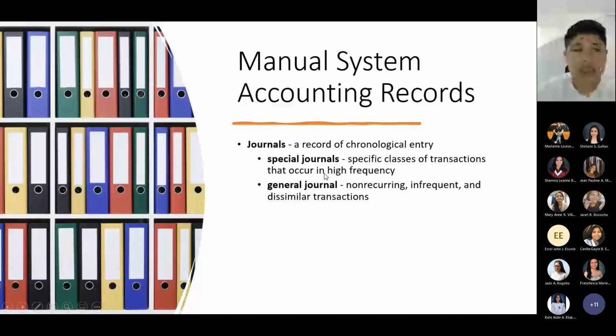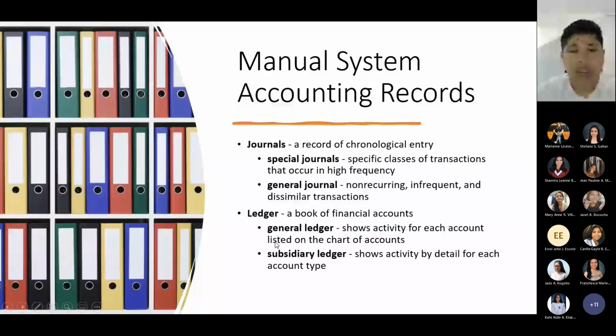Next natin are the ledgers. So, we have the general ledger and subsidiary ledger. Sa general, it shows the activity of each account. So, kunyari, ang account niya ay cash and cash equivalent. Cash and cash equivalent, ano yung na-debit doon, ano na-credit, debit, credit, debit, credit. General ledger yon. Subsidiary ledger shows activity by detail for each account type.